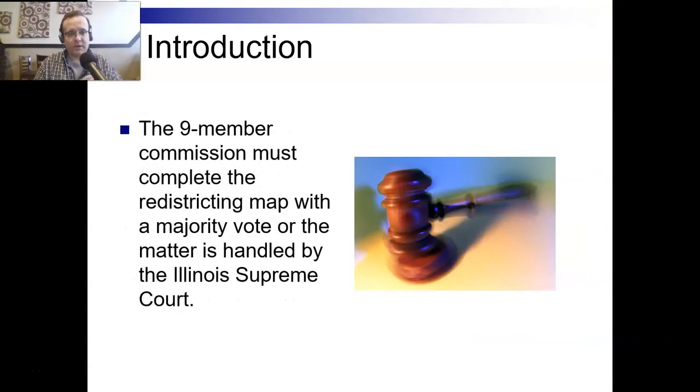So the 9-member commission completes the redistricting map with a majority vote, or the matter is handled by the Illinois Supreme Court. And depending upon how cantankerous the political process is in the state, how far we're willing to go, who's in charge, and the personalities running things, this redistricting process can go on and on and on. So if you can't get a majority vote with 9 members, the matter is handled by the Illinois Supreme Court.